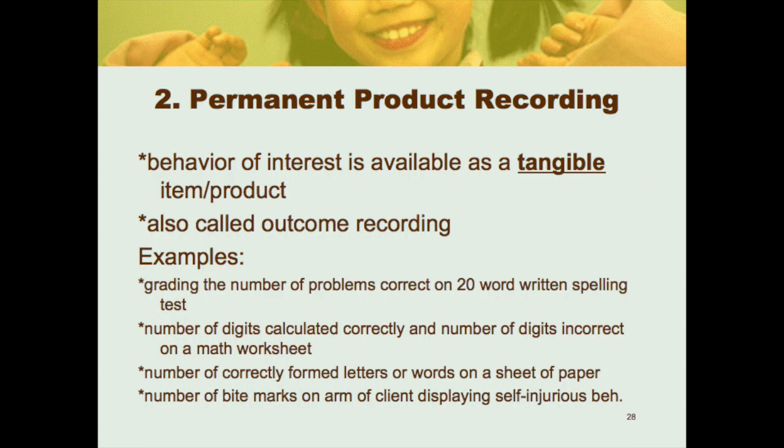The second, permanent product recording, also known as outcome recording, measures the effects of the behavior on the environment. For example, this could be the number of correct responses on a test or counting the number of bite marks on the arm of a student who displayed self-injurious behavior.